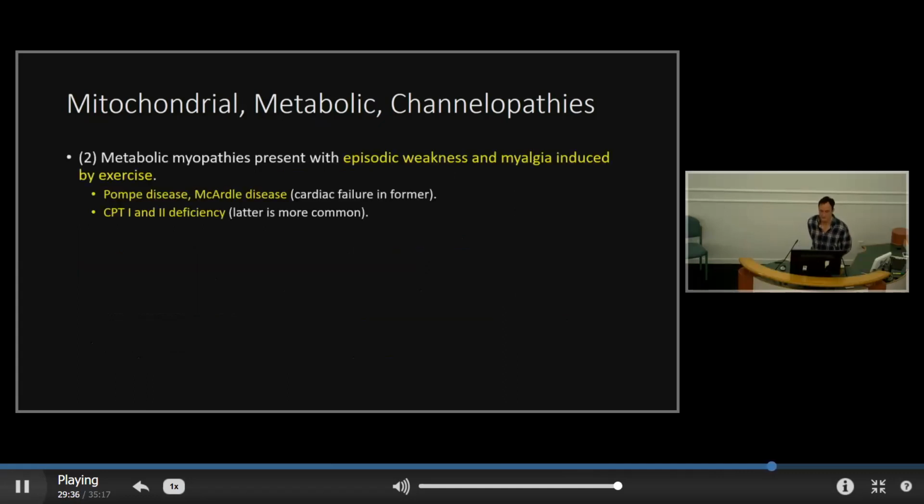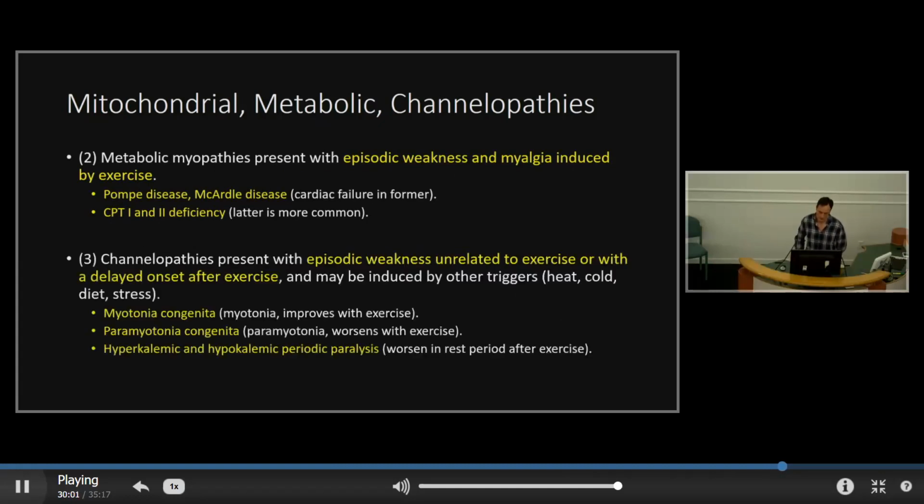There are metabolic myopathies too, which on history present with episodic weakness and myalgia induced by exercise. So these ones are strongly associated with exercise. Again, these are seen much more in children, but you can see them in adults. I guess the CPT deficiencies I probably see once in a blue moon. Otherwise, these are extremely rare. And then there are channelopathies. So the muscle cell channels can present with, again, episodic weakness, which is maybe related to exercise, and that it's delayed onset after the exercise, but it may not be related at all to exercise.